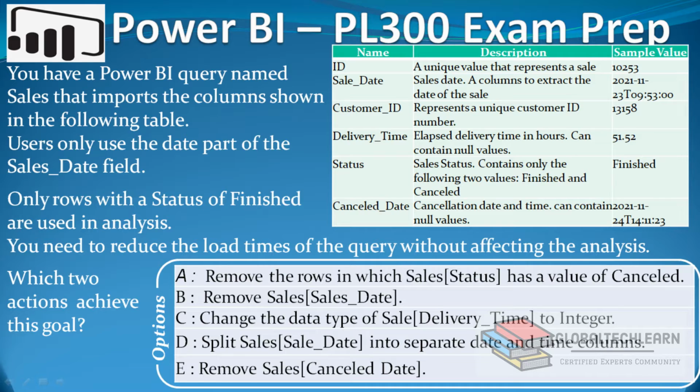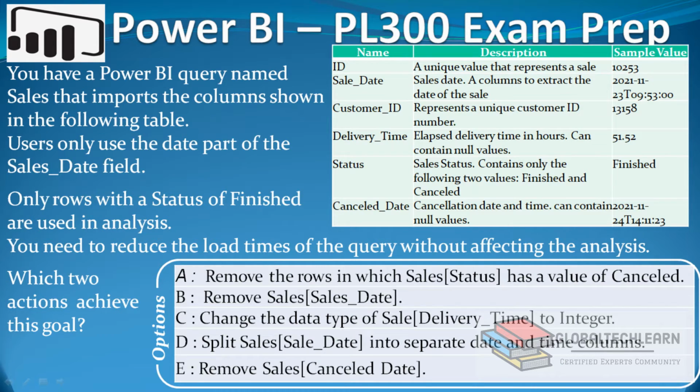Then under requirement we are given: users only use the date part of the sales date field. Only rows with a status of finished are used in analysis. You need to reduce the load time of the query without affecting the analysis. Which two actions achieve this goal? So here we have two pieces of information: users only use the date part of the sales date field, and only rows with the status of finished are used in the analysis. We have to keep focused on these two pieces of information to handle such tricky questions.